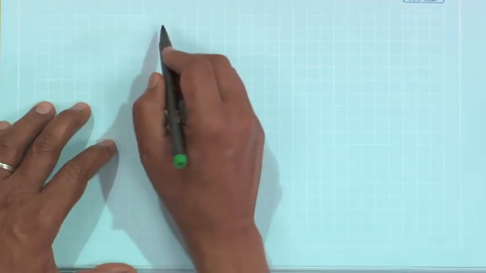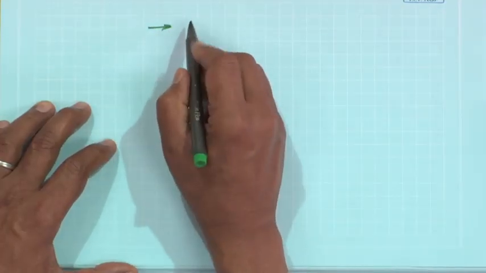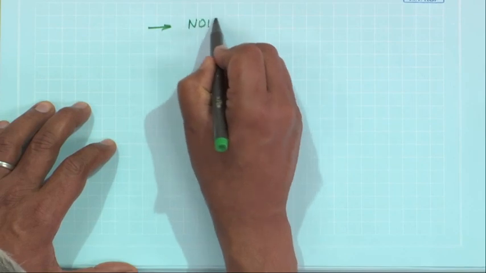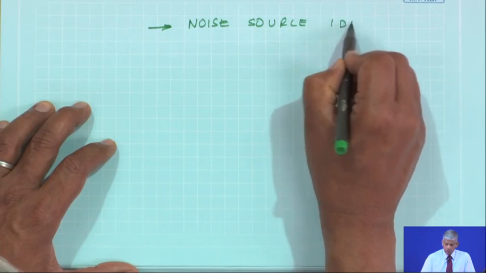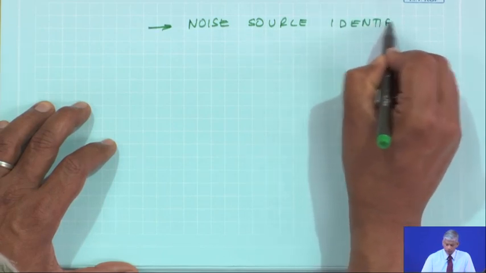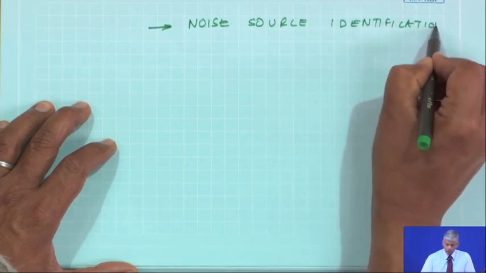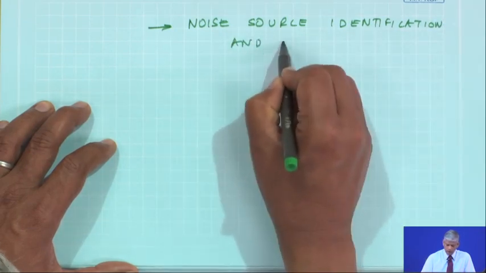But in CBM, we are talking about noise control or noise monitoring as a means to monitor the health of a machine, or as a means to find out which area of the machine is making more noise. And to do that, there is a technique called noise source identification and ranking.